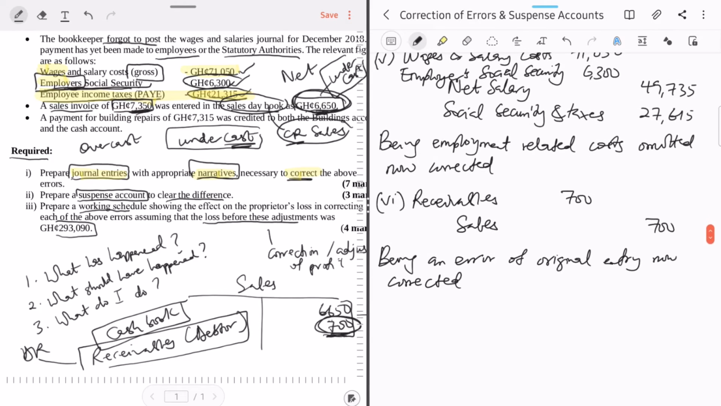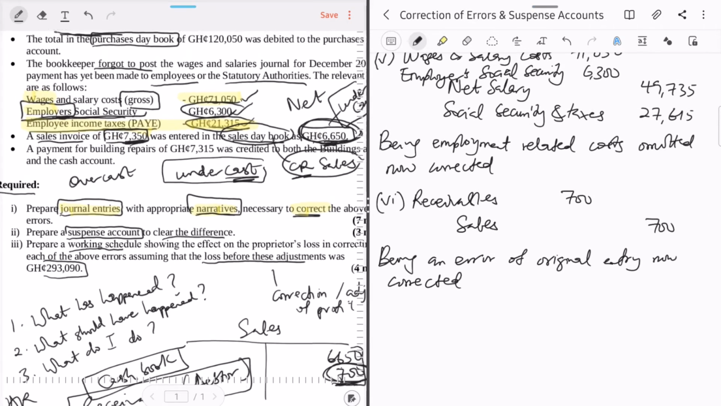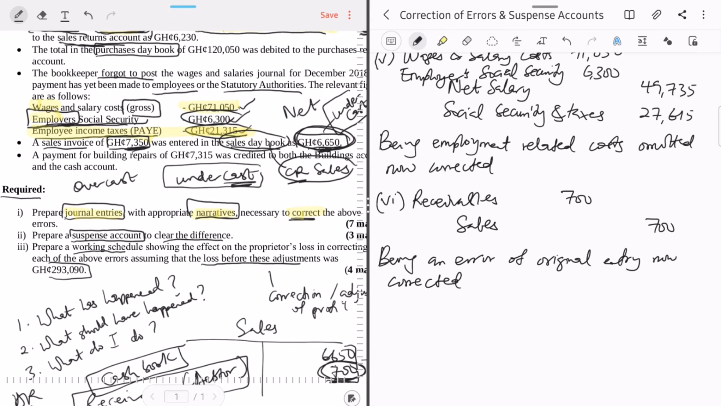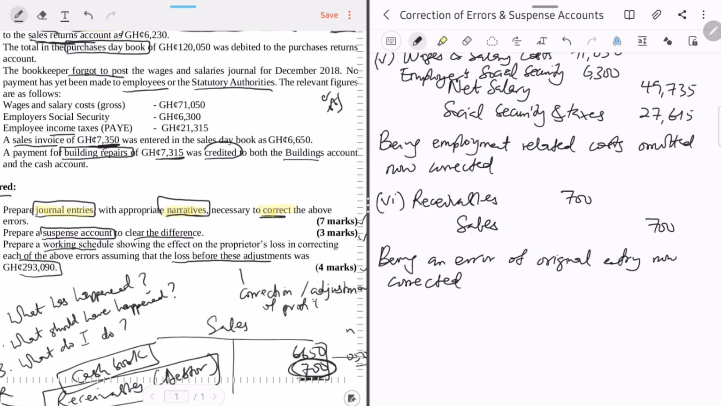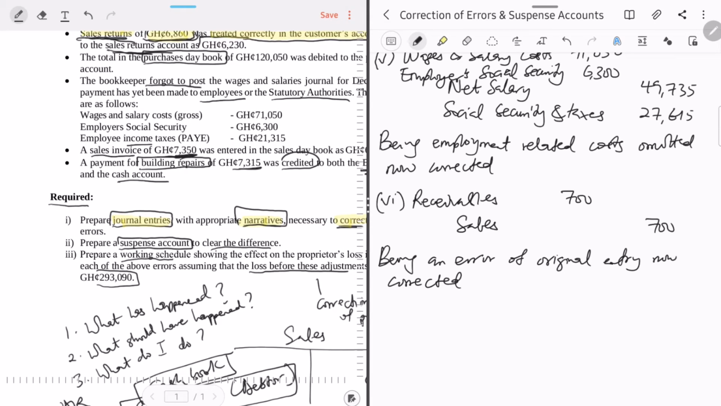All right. The next transaction here. They are saying a payment for building repairs. Okay. So a payment for building repairs of 7315 was credited to both the building's account, which is an asset. So it means your building itself, the building structure, and the cash account. So this is what you pay with. Cash is also an asset.